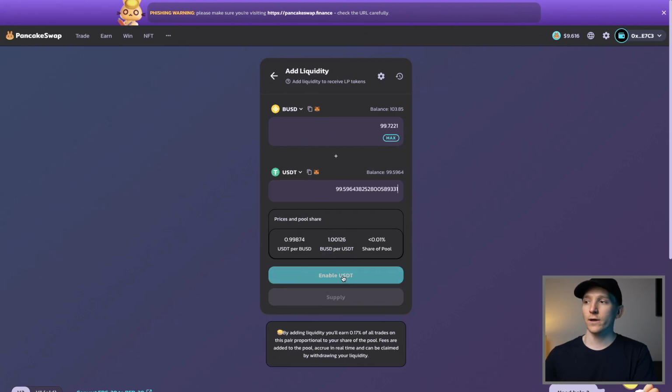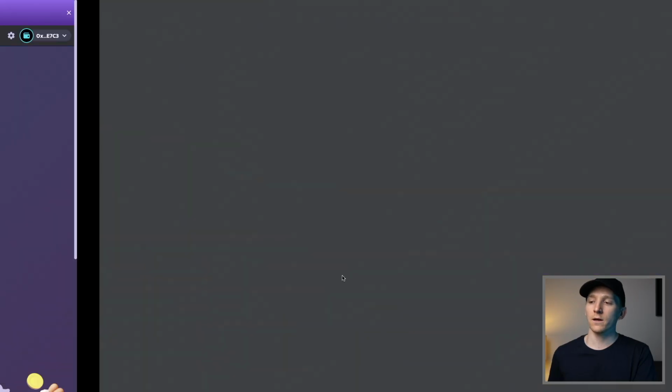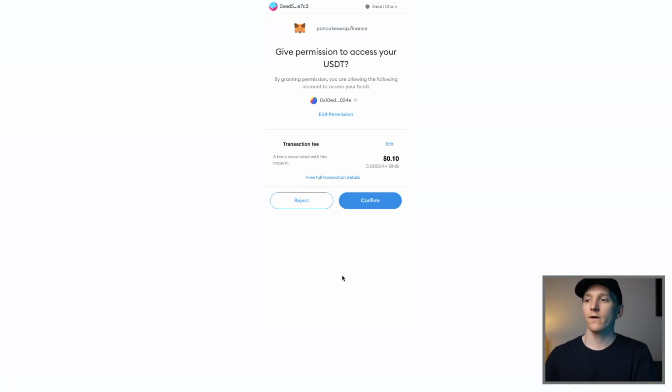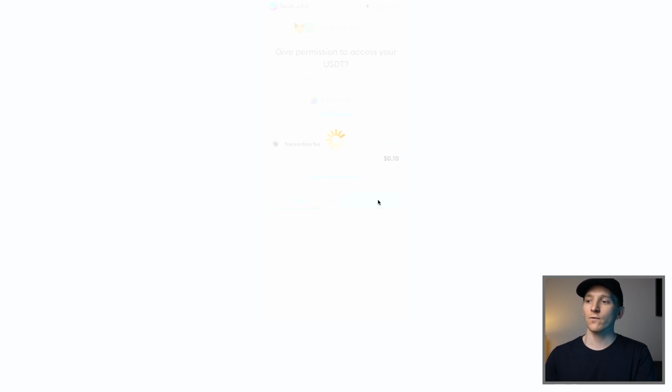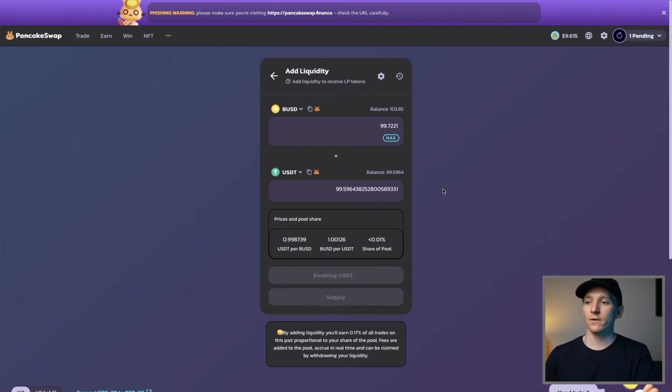I haven't actually enabled it on this wallet, so I'm going to enable it right here. You have to enable the tokens first. So go through to MetaMask. I'll pay 10 cents for that, so pretty cheap. I'll just wait for that to go through.